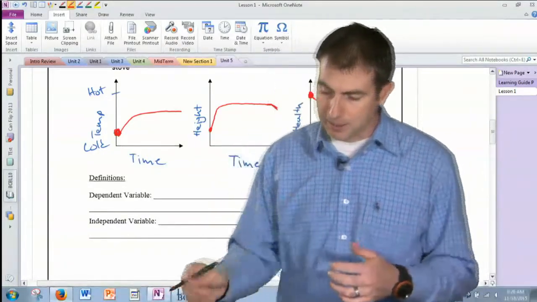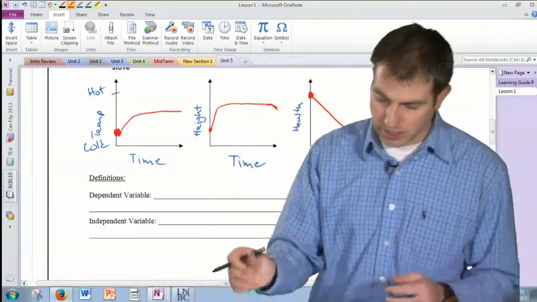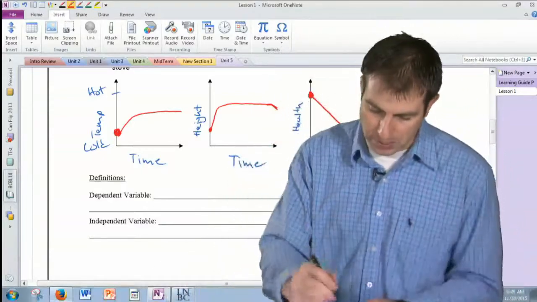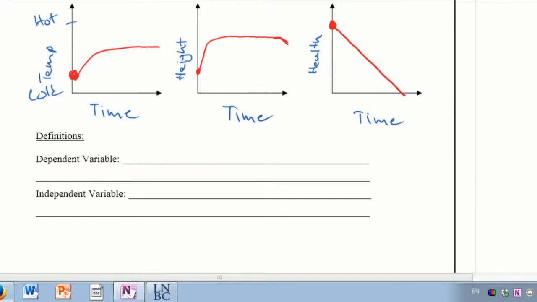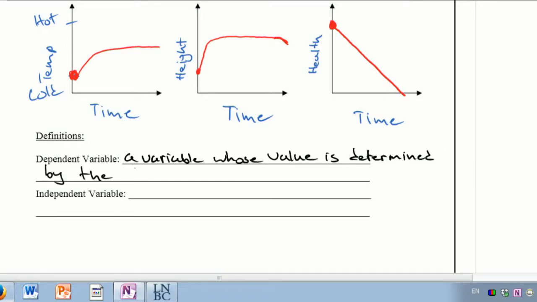So let's make sure we write down proper definitions, and we can always refer back to this. So the dependent variable is a variable whose value is determined by the independent variable.